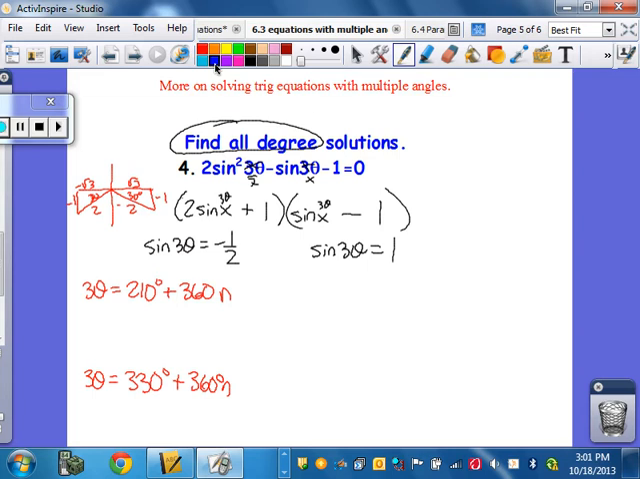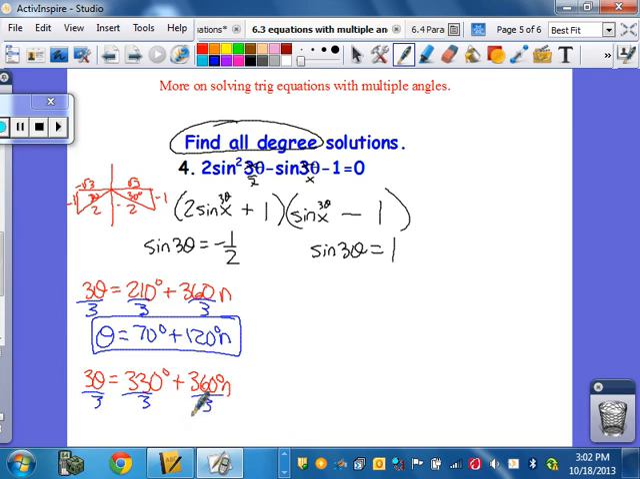So now to solve for theta, I divide everything by 3. So theta ends up being just theta, 100 and... I lied, not 100. This is 70. 21 divided by 3 is 7. So 70 degrees plus 120 degrees n. That's one option. Divide all these by 3. Theta equals 110 degrees plus 120 degrees n.